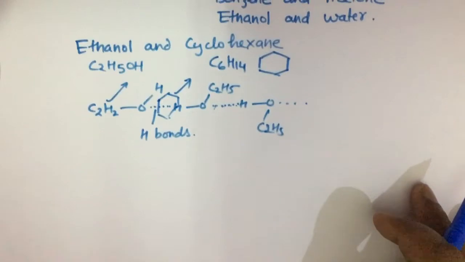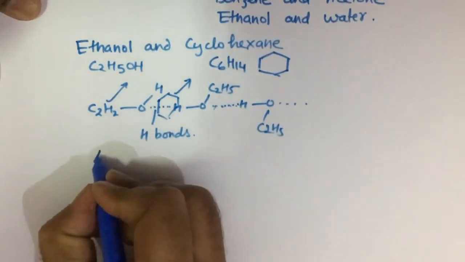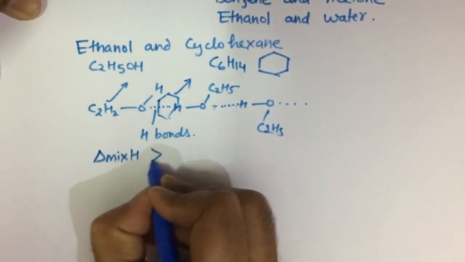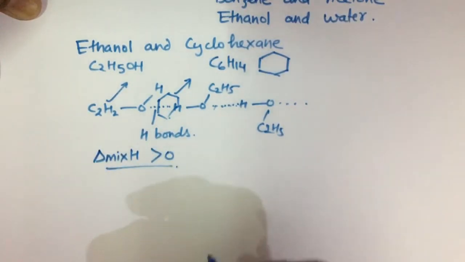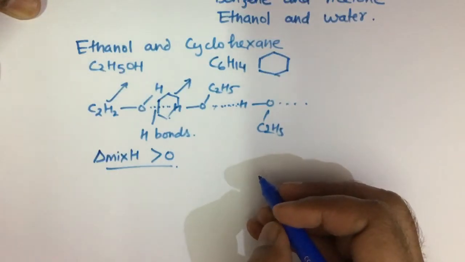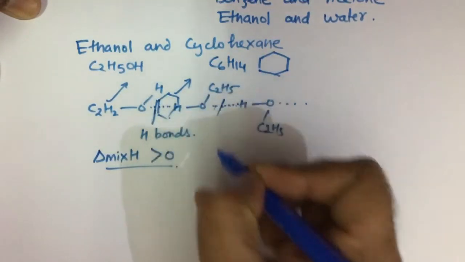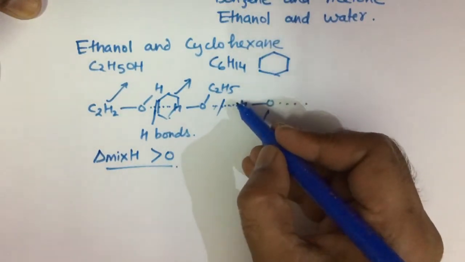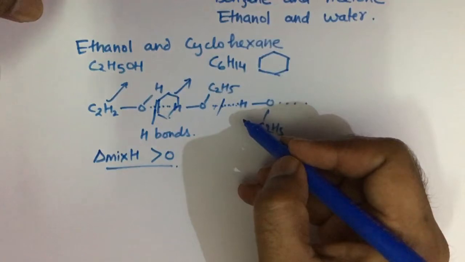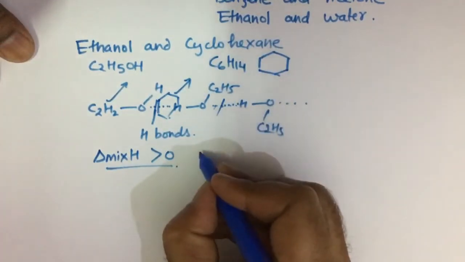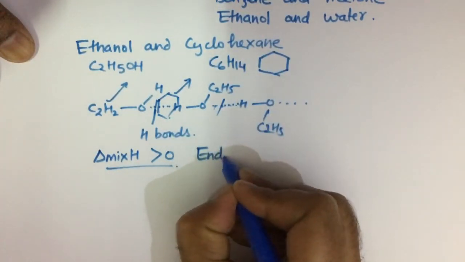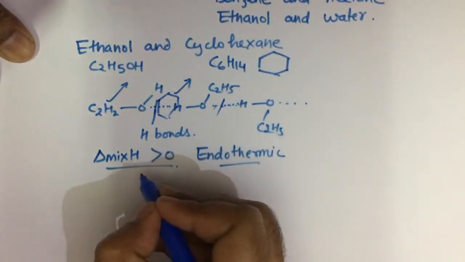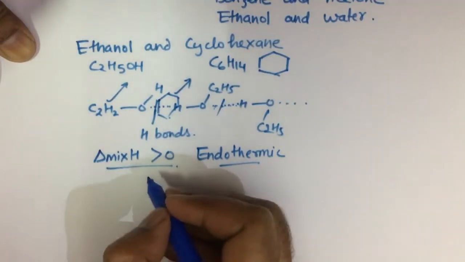Now for the solution showing positive deviation, enthalpy of mixing is positive, or greater than 0, because strong bonds are broken, for which more energy is required, and weak bonds are formed, for which less energy is released. So overall the process is endothermic, and delta H is a positive term.